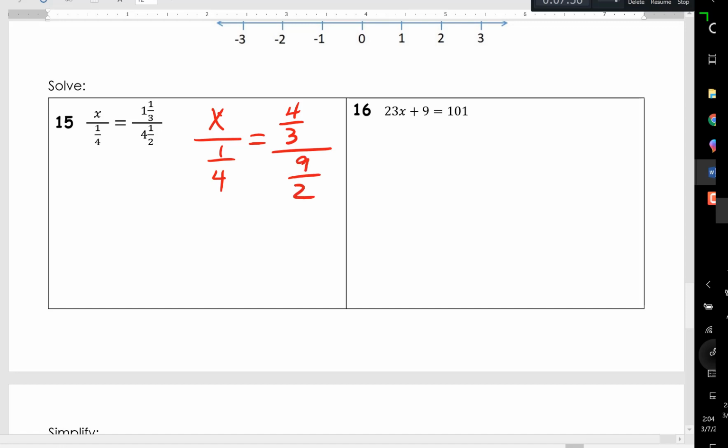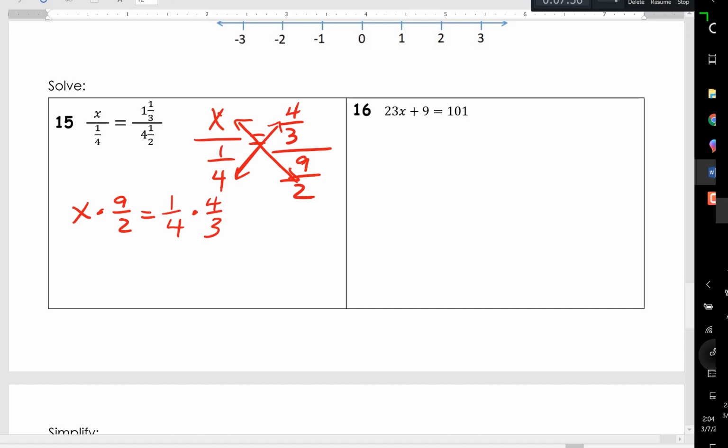All right, so now you're going to cross multiply. You're going to multiply these two things, so x times 9/2, and that should equal the product of these two things, 1/4 times 4/3.